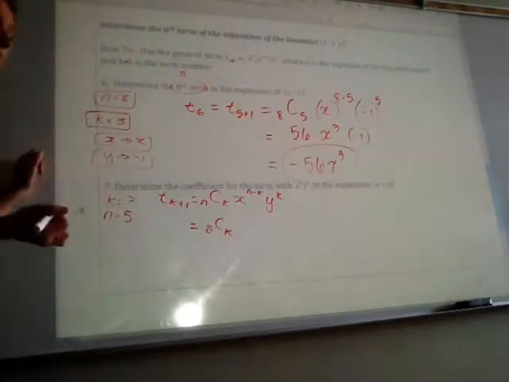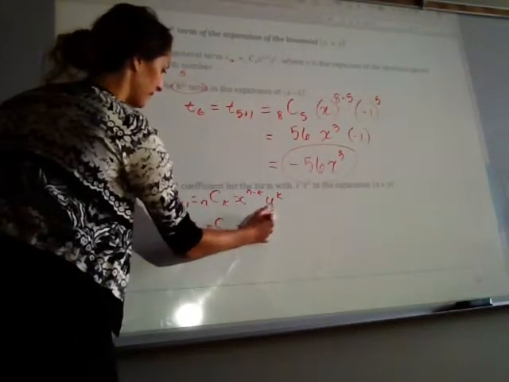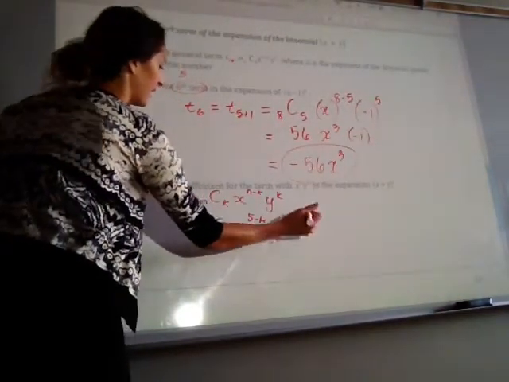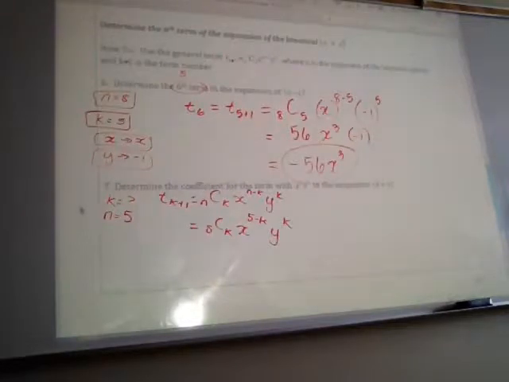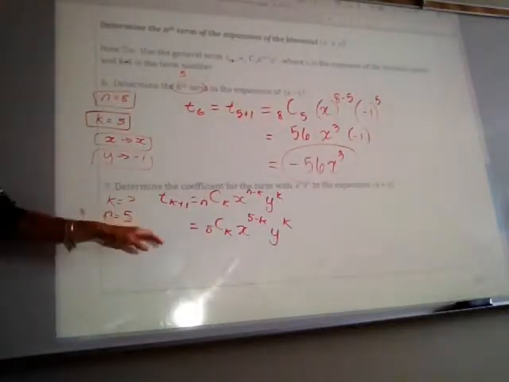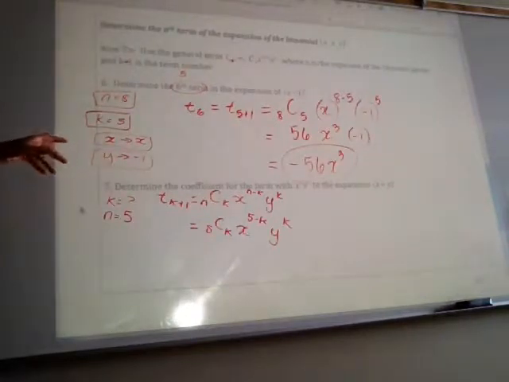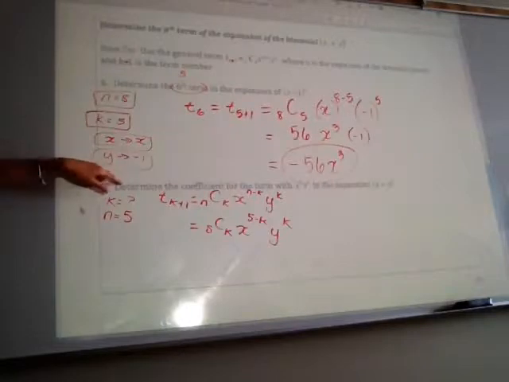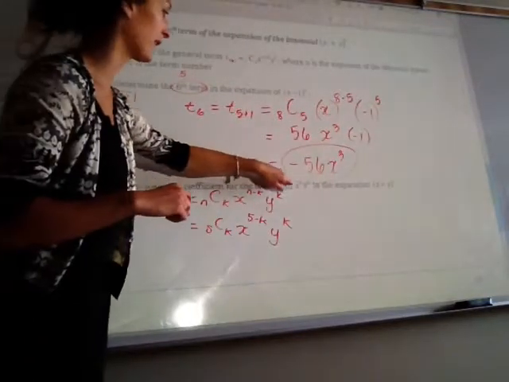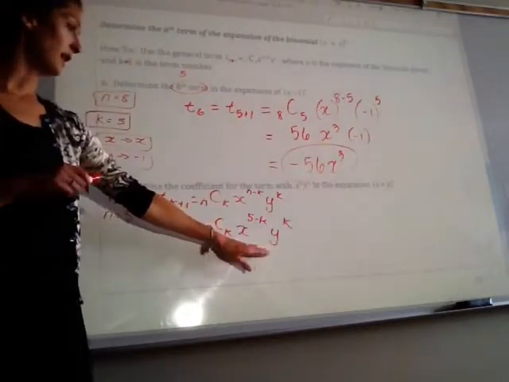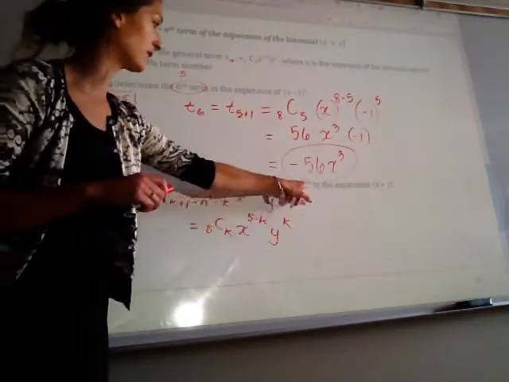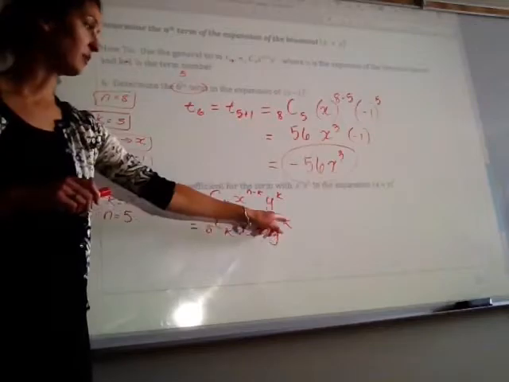5 choose k, x to the power of 5 minus k, and y to the power of k. So looking at the question again, you always want to look back to the question, see if we have any hints that we can stop and just evaluate what does k equal. Okay, determine the coefficient for the term with x squared y cubed. Up to this point, can I make an assumption that k is going to be equal to 3? Yes, because I need y cubed.